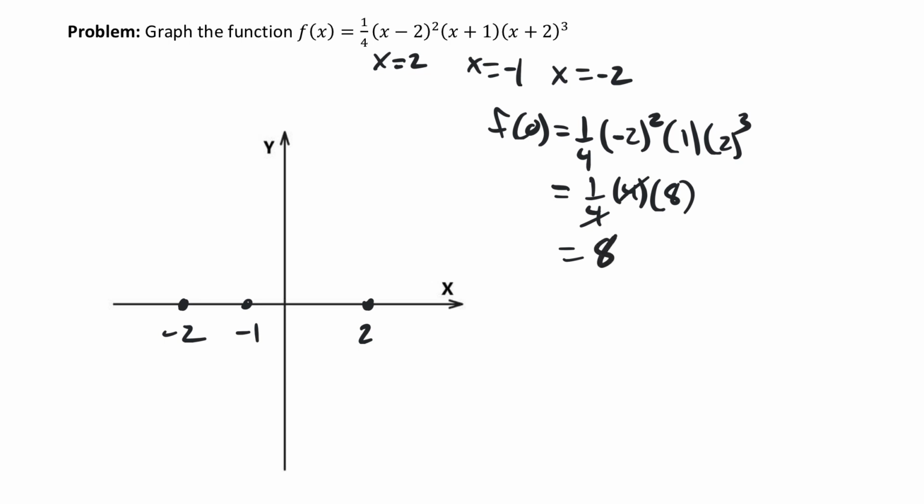And that gives us just a y-intercept at 8. So we put that on the graph. Again, don't worry too much about the scale. Now let's go ahead and sketch the graph. We know that it's got a bounce at the 2.